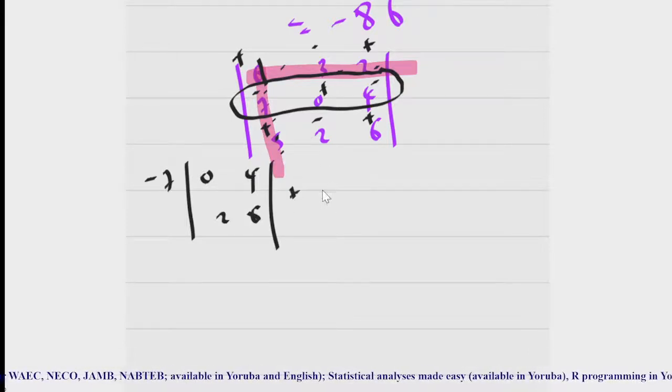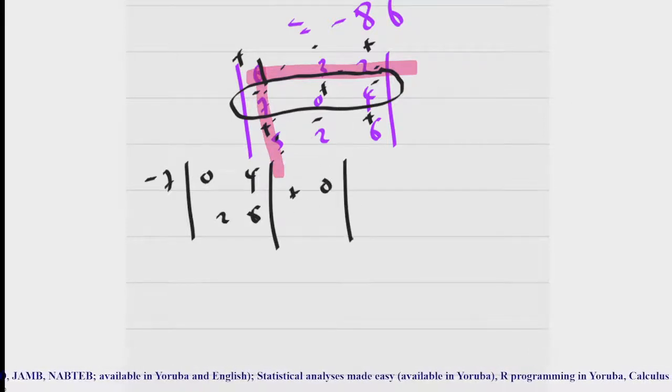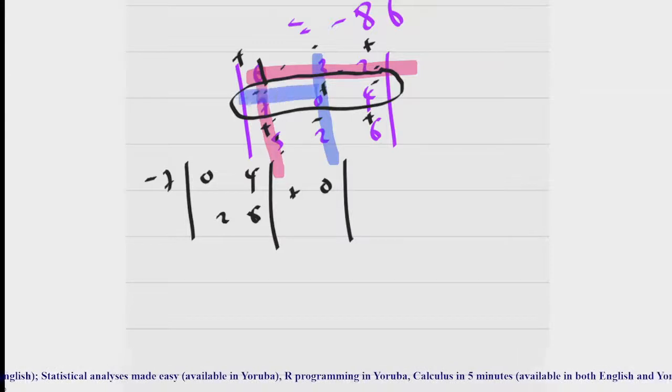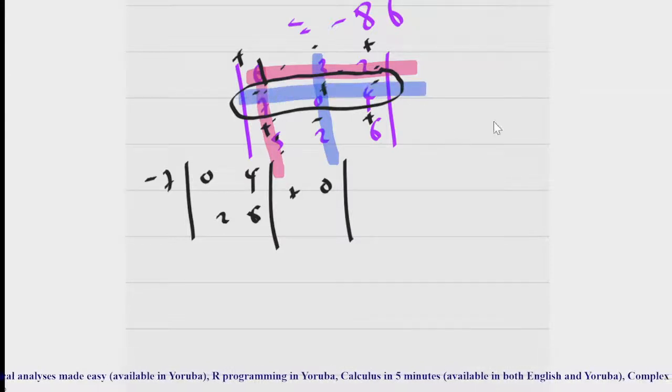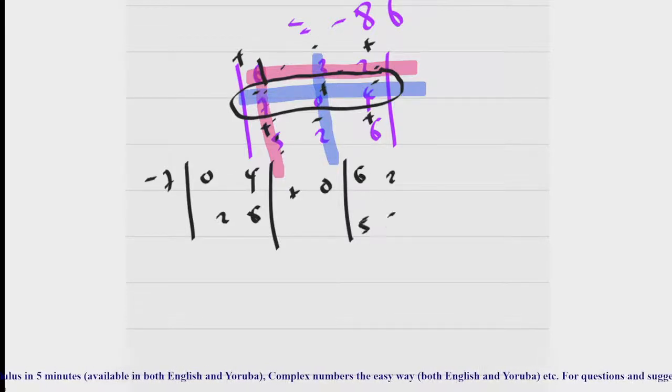Then the next one, plus 0. So you also clear the row as well as the column. This is the row, this is the column. What do you have left? 6, 3, 5, 6. Sorry, we clear this as well. We have 6, 2, 5, 6.